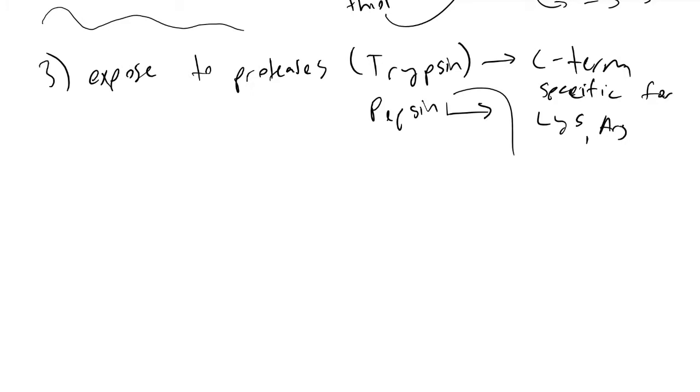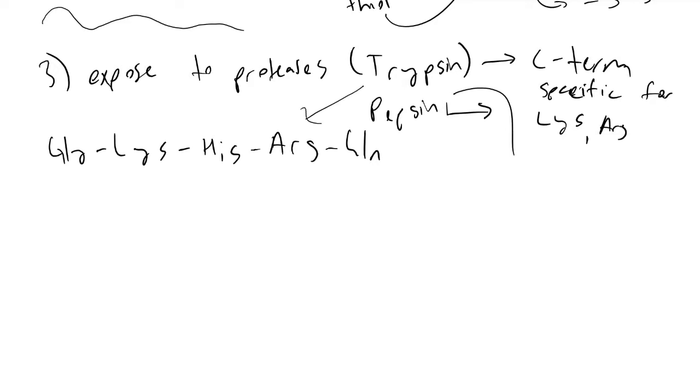So if we had some kind of segment of primary amino acid sequence, such as glycine, lysine, histidine, arginine, and glutamine, if we exposed this segment to trypsin, this is the N-terminal side, and this is the C-terminal side.